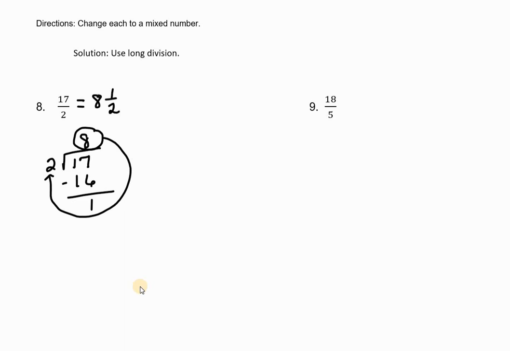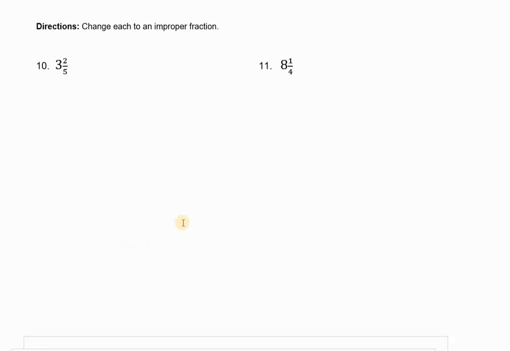So that answer is 8 1/2. Right, let me give you a minute to try problem number 9 on your own. Okay, the answer there is 3 3/5. Okay, the directions for our next two numbers are to change each of these mixed numbers into an improper fraction.